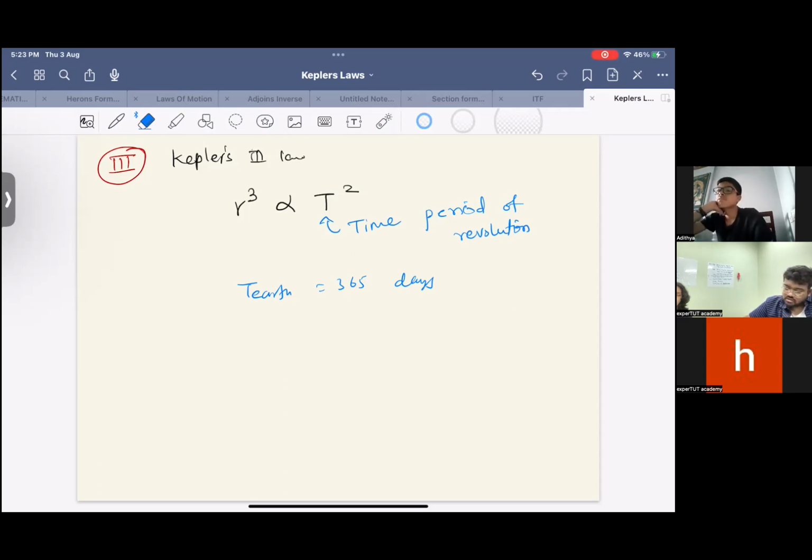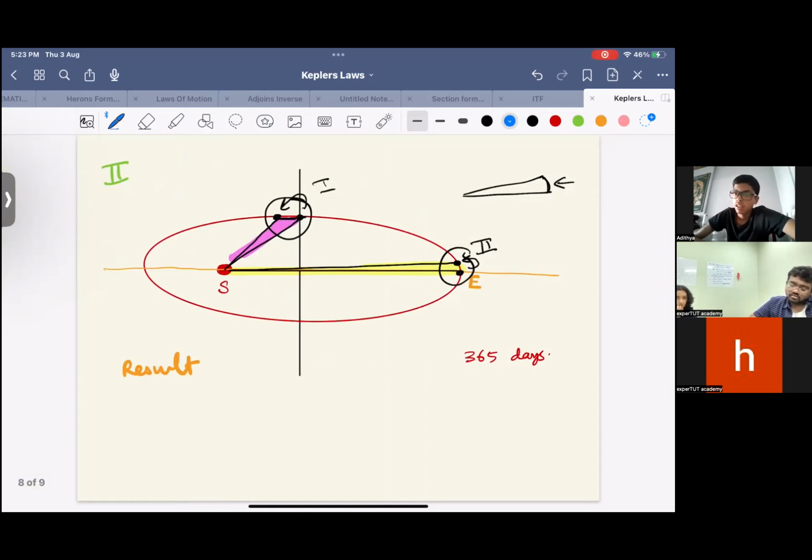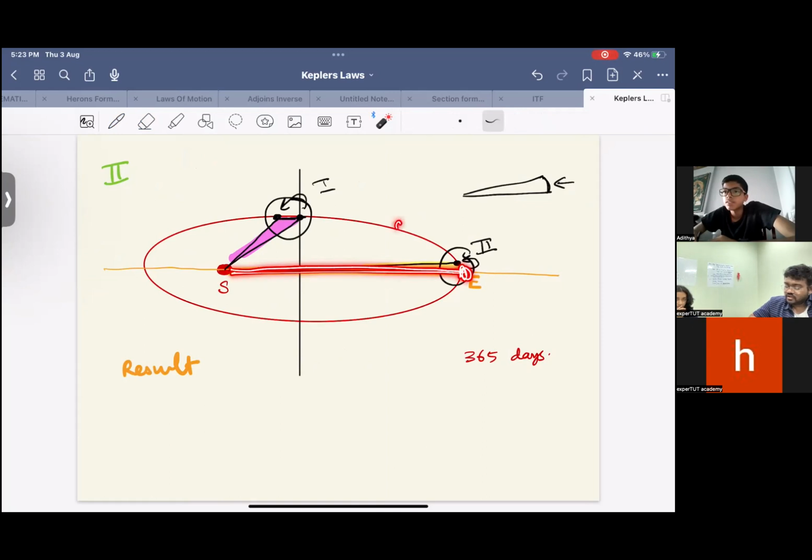Okay, here is an example of this. First think, what is the mean distance? Mean distance of a planet from the sun. For example, see, the Earth's distance from the sun is not a fixed distance, right? It is at different points. When the Earth is here, it is this distance. When the Earth is here, it is this distance. So you take the average or mean of these distances, and you will get one particular distance.